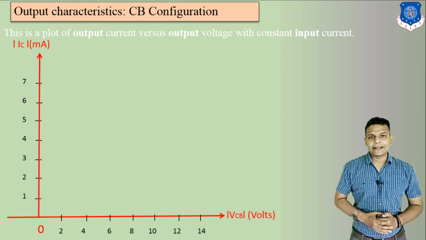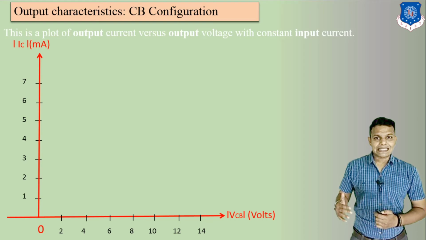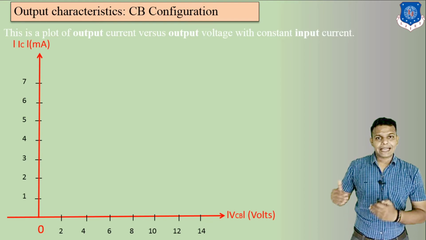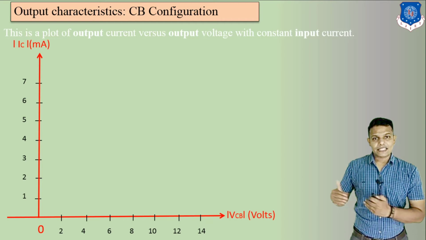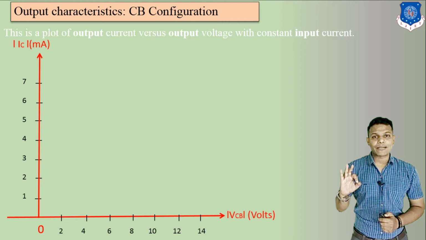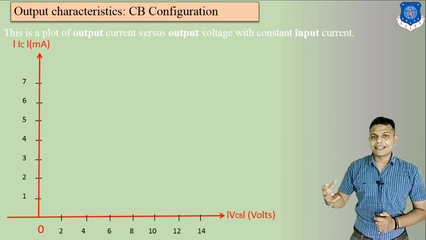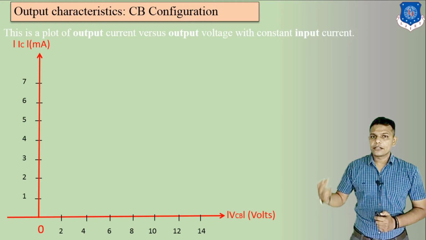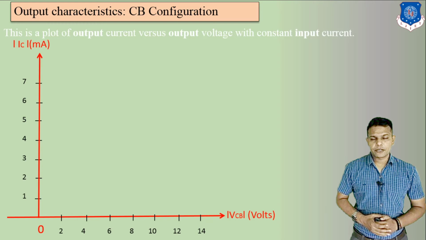Now the output characteristics is divided into different parts, because this is your output characteristics, so it behaves like a switch and as an amplifier. So there are three different types of regions: first, cutoff region, then active region, and third one is saturation region. In this diagram we will discuss these three different types of regions. So let us discuss first the cutoff region.